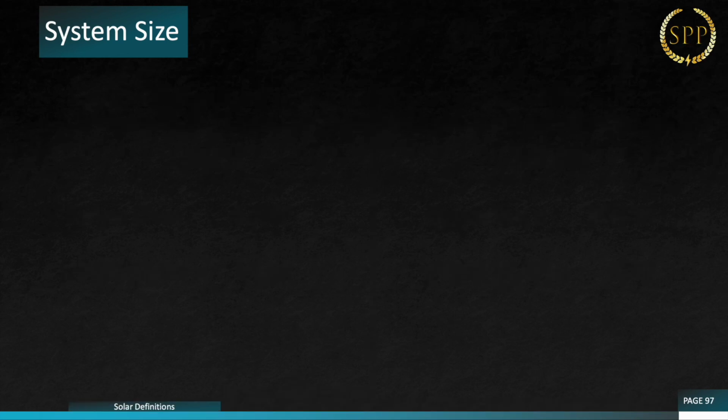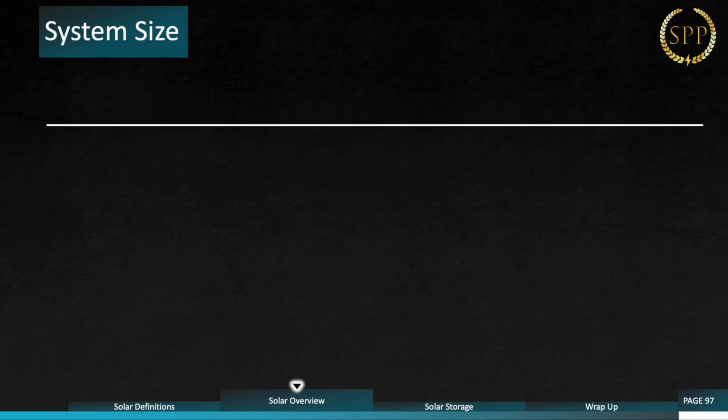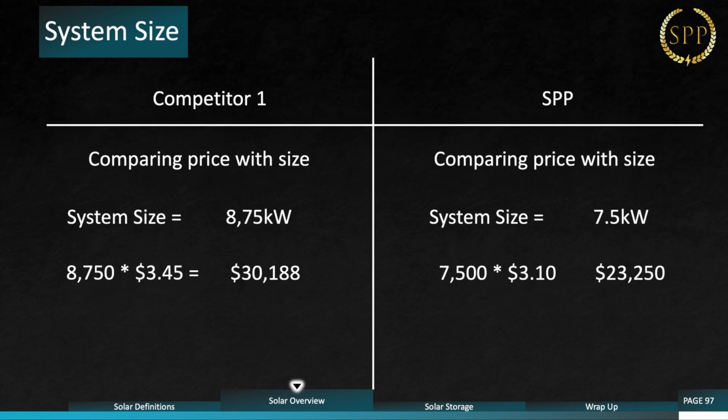So let's just flip it for them and show them exactly what happens when you put these two systems together. If they were to price our system size, they'd be at $30,188. But if we were to price their system, we'd be at $23,250. Most customers don't know what a price per watt is. So when you break it down for them, teach them the difference and what it would look like when comparing the two companies.